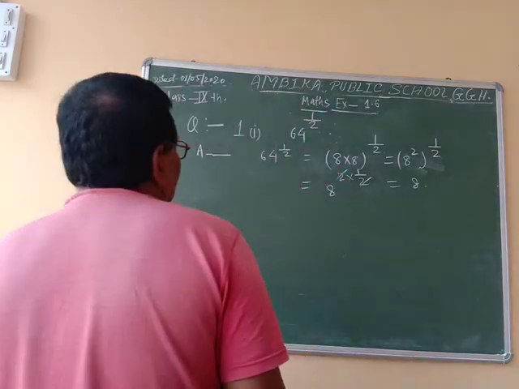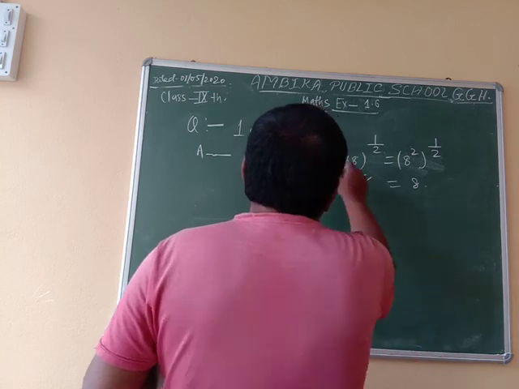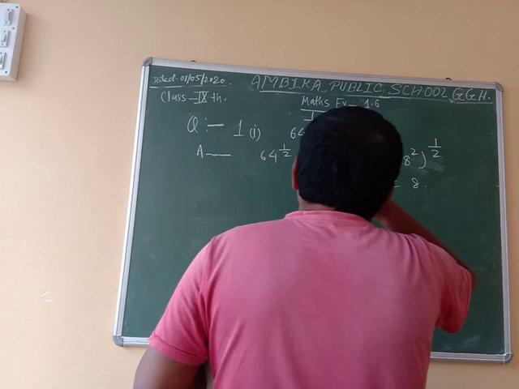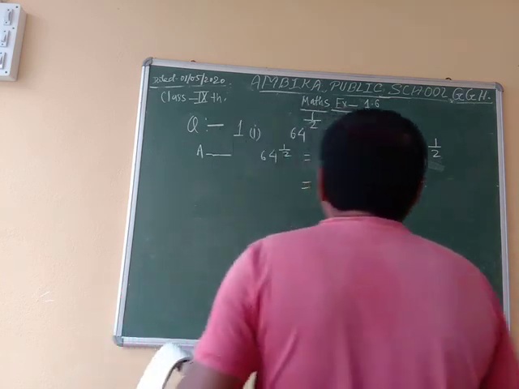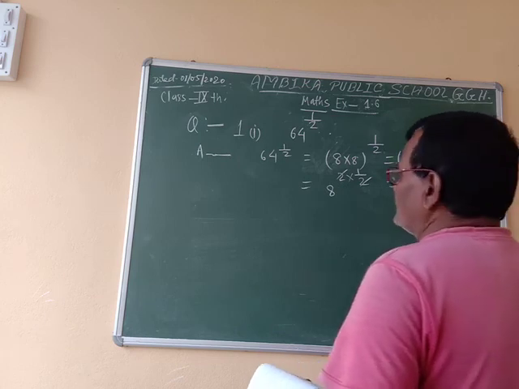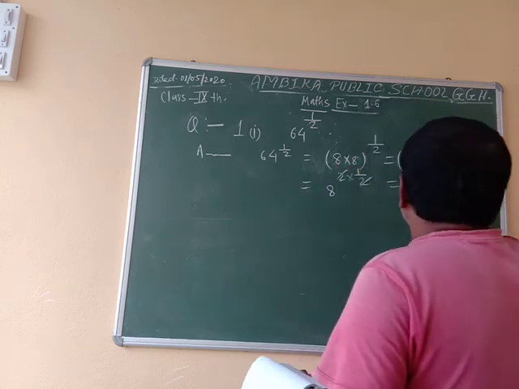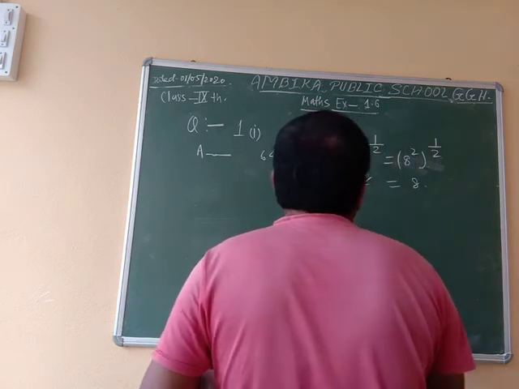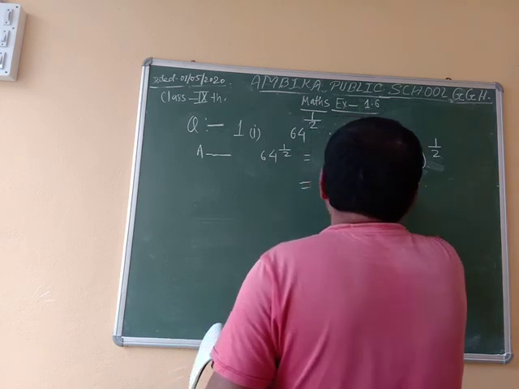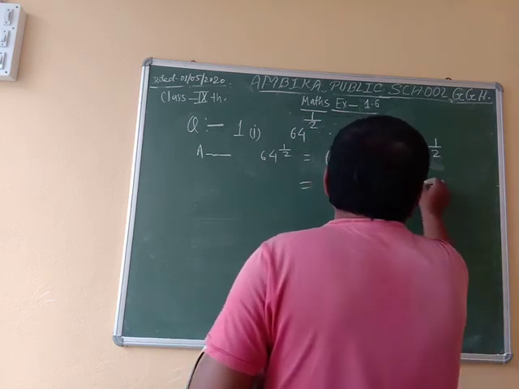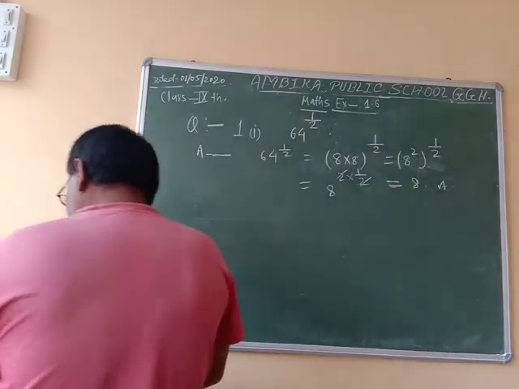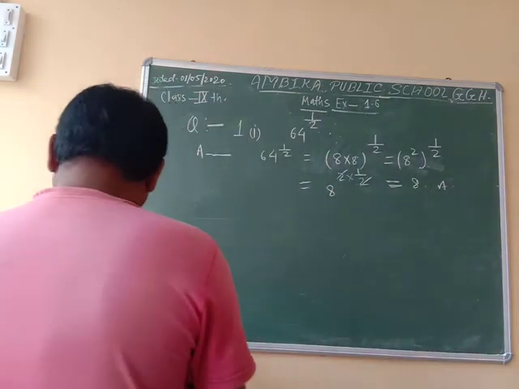We can write 64 as 8 into 8 to the power 1 by 2, and for 8 into 8 you can write 8 square to the power 1 by 2. Here we multiply 2 by 1 by 2, the 2 cancels and we get 8. So the value of 64 to the power 1 by 2 is equal to 8.